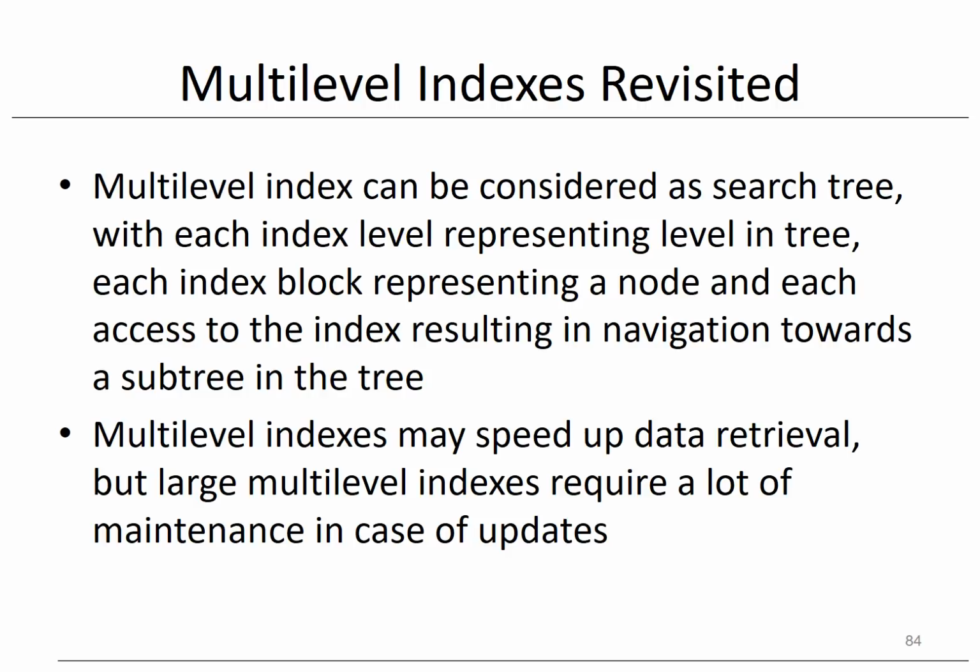The problem is that multi-level indexes may speed up data retrieval, but large multi-level indexes require a lot of maintenance if the data file is updated. Hence, traditional multi-level indexes have quite a negative impact on update performance of the database. For that reason, so-called B trees and B plus trees are a better alternative. They keep the essence of a search tree, but leave some space in the tree nodes, or disk blocks, to accommodate for inserts, deletions, and updates in the data file without having to rearrange the entire index. We discuss them in the next sections.